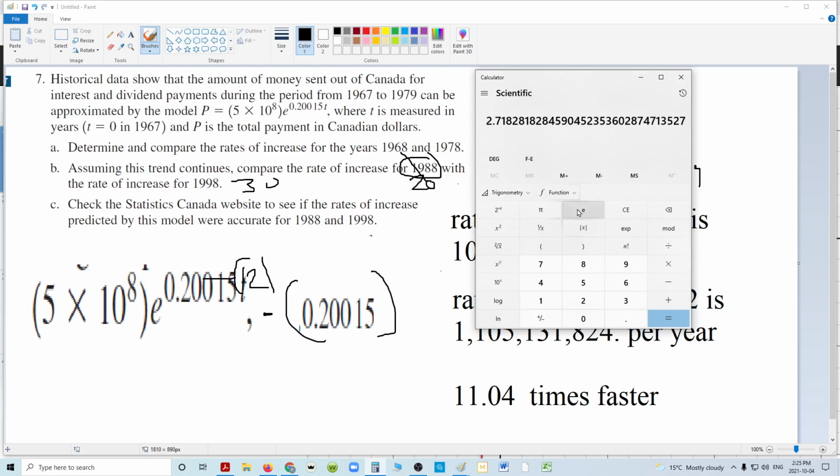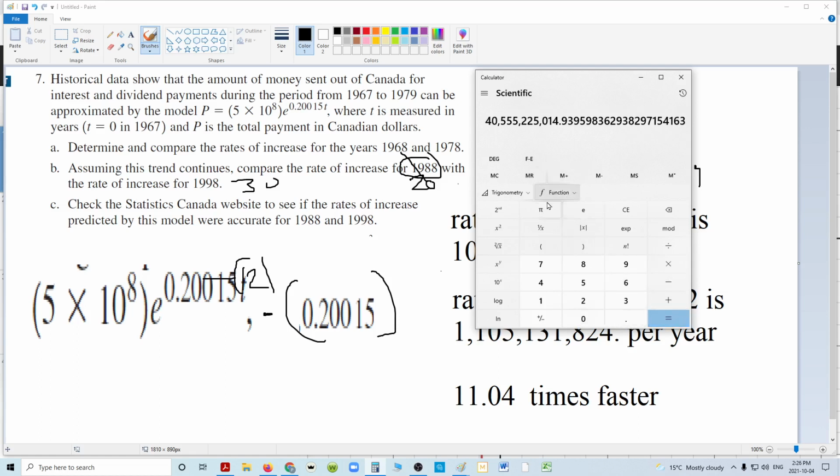We're going to take e to the exponent of 0.20015. We're going to try that again. We're going to take e to the exponent, open brackets, of 0.20015 times 30, close brackets. We're going to hit equals. We're going to multiply that by 5 times 10 to the 8 times 0.20015. So this is how much they're spending in year 30, $40 billion.